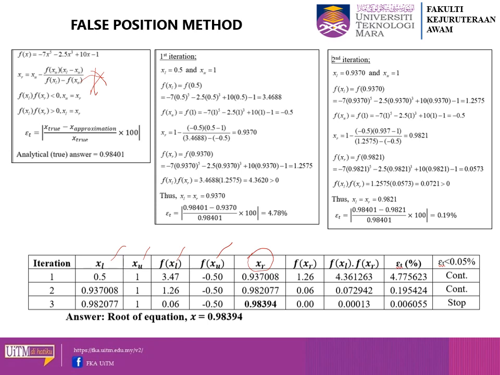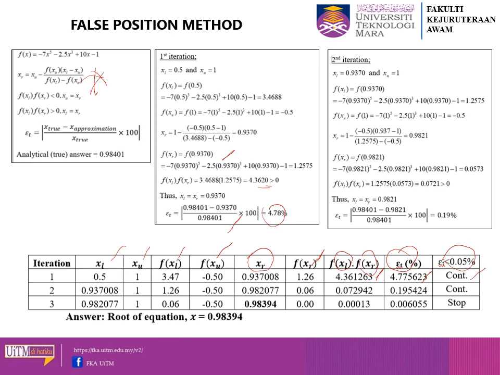After that we need to calculate the FXR, and then the multiplication of the function of XL and the function of XR, and the answer is 4.36. Similarly, we need to calculate the true percentage error by using the formulas given here. We can see that for the first iteration, the percentage of error is quite small compared to the bisection method, but it is still more than 0.05%. We need to continue the iteration.